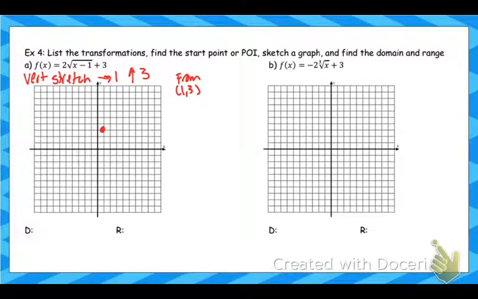From that point, we're going to follow the pattern of the parent function. This was a square root graph, and the square root parent function from the first point was right 1 up 1, right 4 up 2, and right 9 up 3. So from that point, I'm going to go right 1 up 1, right 4 up 2, and right 9 up 3.